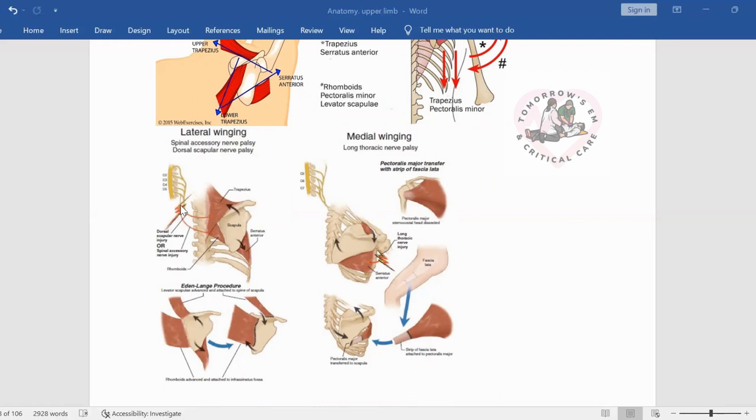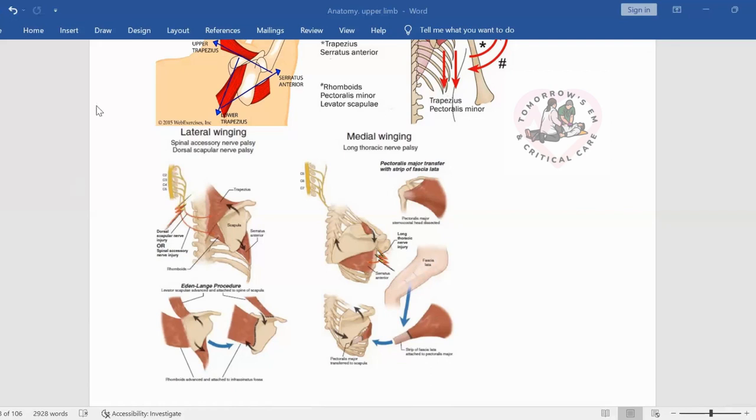So in case of a central lesion, there may be failure of overhead abduction. But in case of a brachial plexus lesion, overhead abduction does not stop, because the brachial plexus doesn't supply the trapezius.